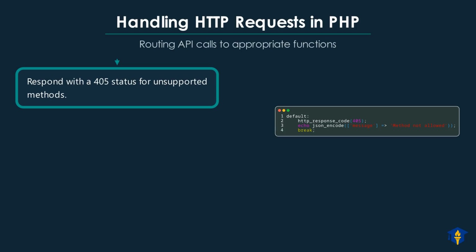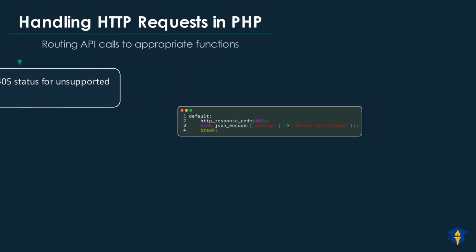Finally, we provide a default response for any HTTP methods that are not supported. This code sends a 405 status code and a JSON error message if an unsupported method is used.